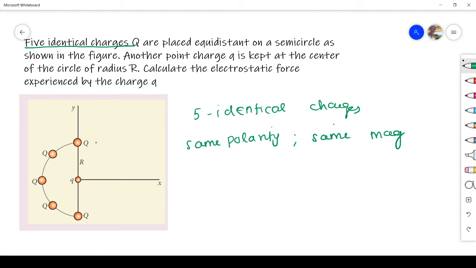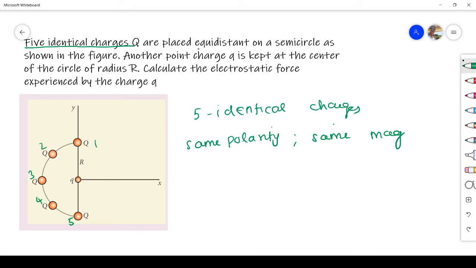Suppose let us assume this is charge number 1, 2, 3, 4, 5. That means all the charges are having the same polarity. Either all the 5 charges must be positive or all the 5 charges must be negative, and they should have the same magnitude. If one is 5 microcoulomb, all the charges must be 5 microcoulomb. That's the meaning of identical charges.